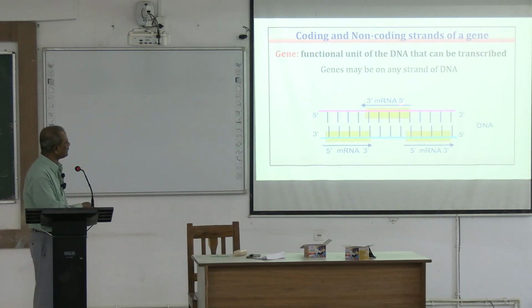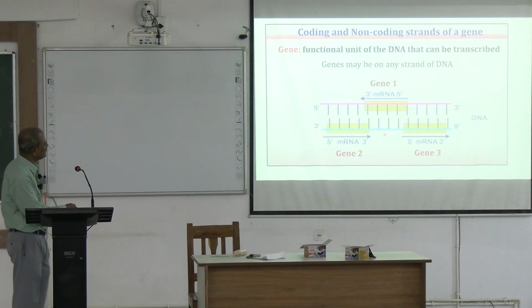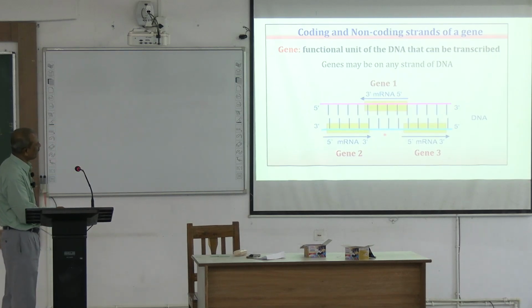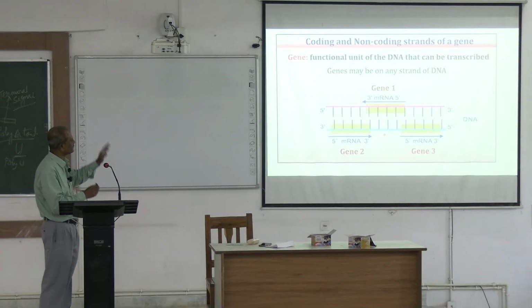Like here, you see there are three genes, it will be clear. So, gene 1 is there in this direction. Synthesis will occur from 5 prime to 3 prime, and gene 2 and gene 3 are located in the so-called template strand, as I have shown. So, a gene can be present in both strands, any of the strands.